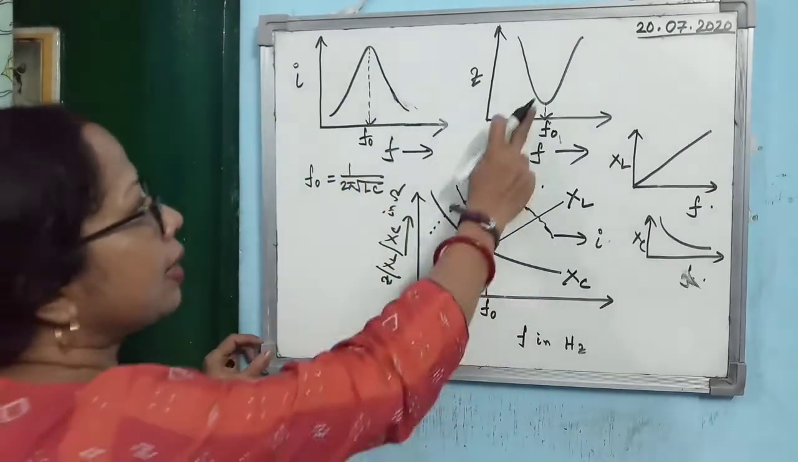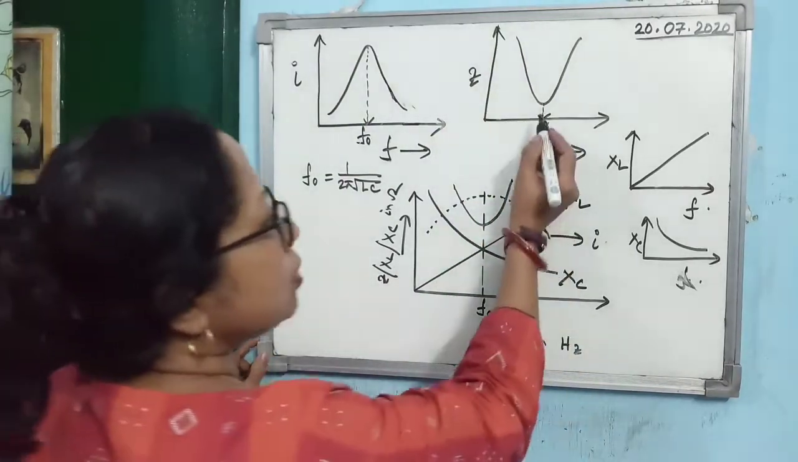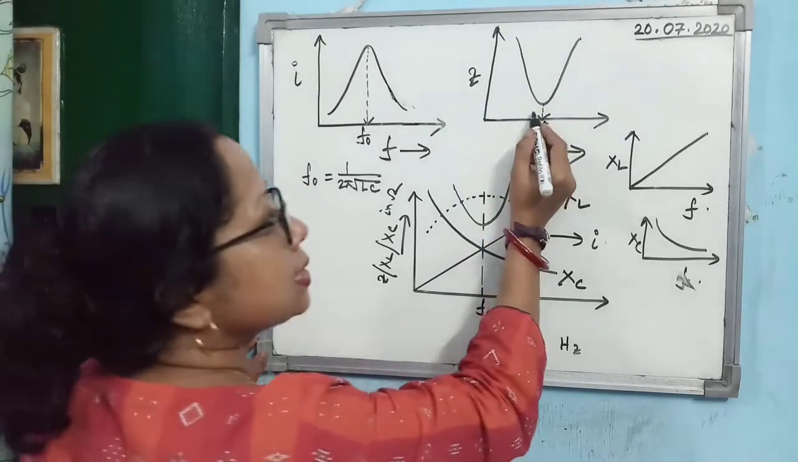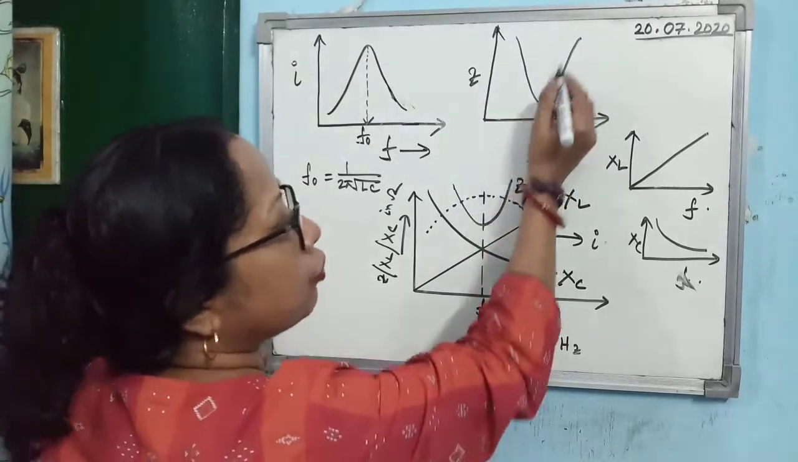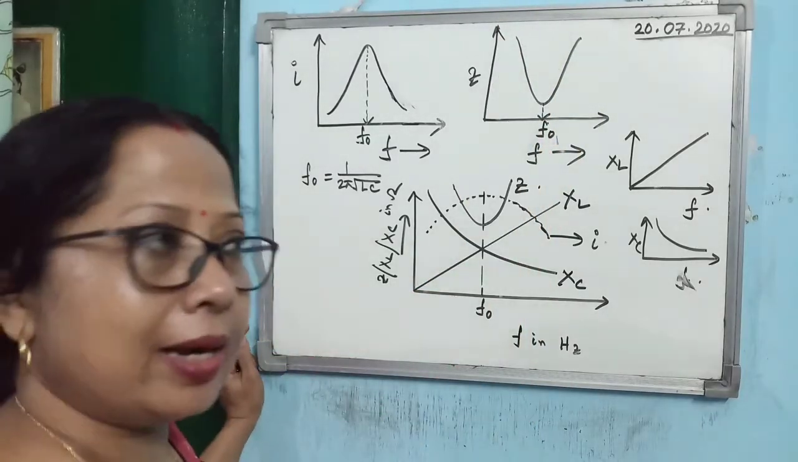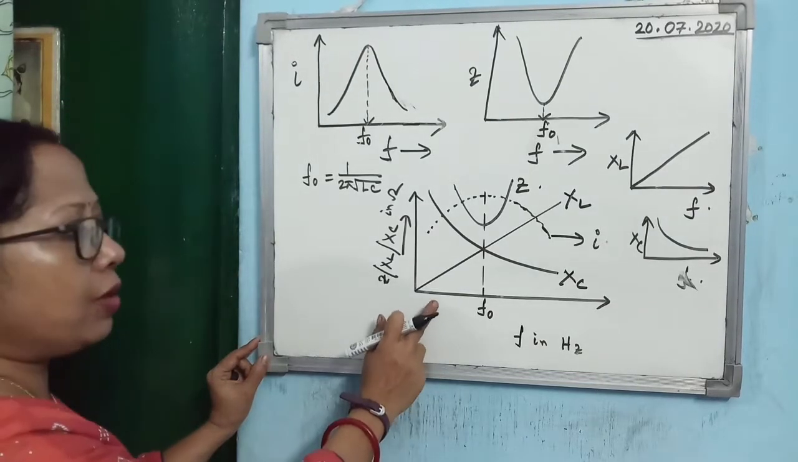Just look at the diagram. The same graph I have just drawn upside down. So you see at F0, Z is minimum, and in this case also the graph will be symmetrical about the vertical line passing through the resonating frequency. Then this next graph is very important.